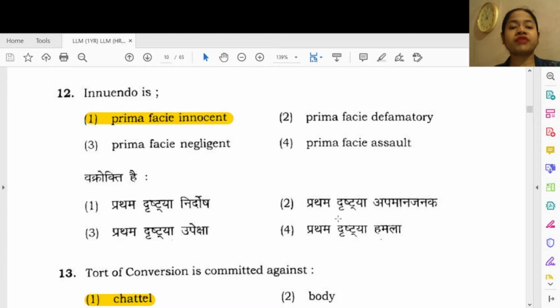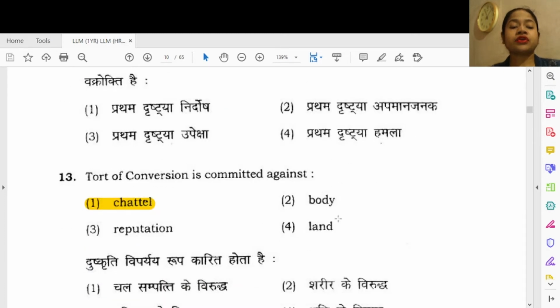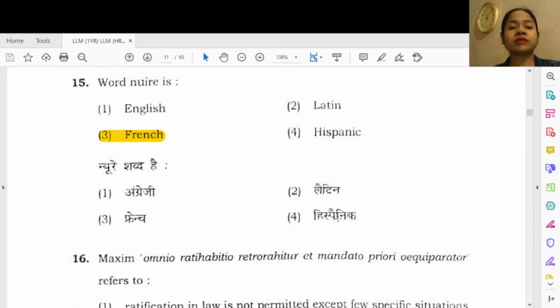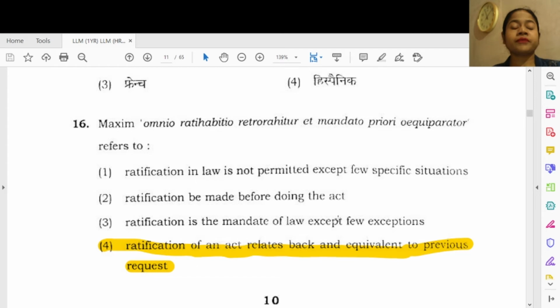Innuendo is prima facie innocent. 13, tort of conversion is committed against, this option number 1, chattel. Question number 14, maxim qui facit per alium facit per se is applicable to fix applicability on, this is option number 4, master. Question number 15, the word noir is actually option number 3, French. This is a French word.